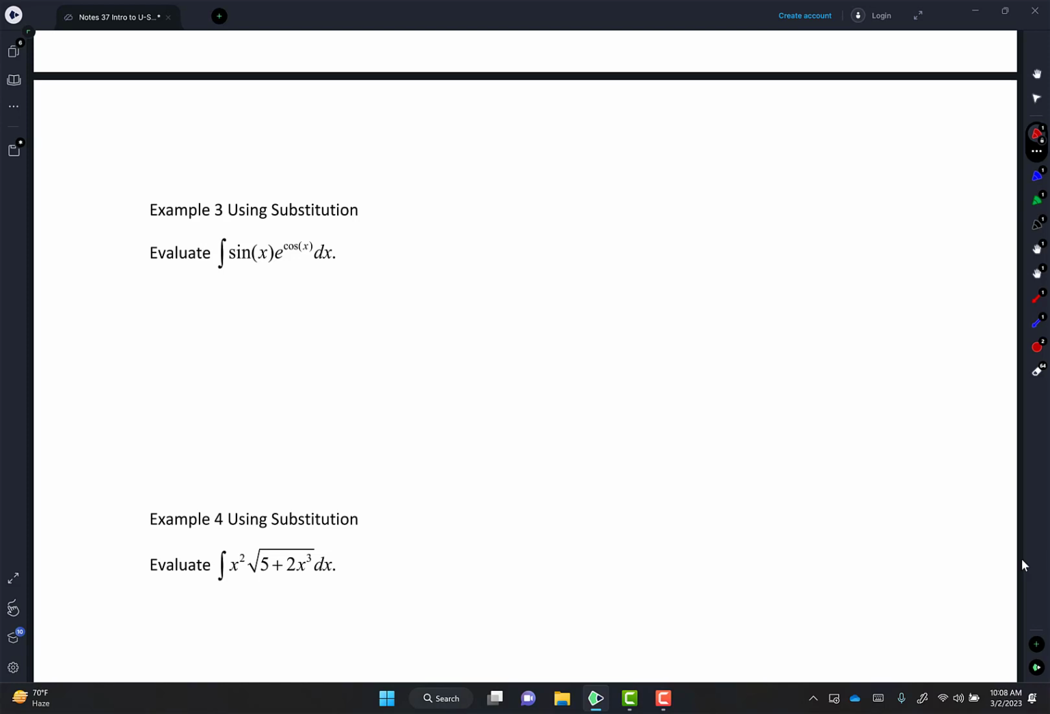So let's add more tools to you guys because you guys are really smart. But now, some of you do not need u sub. You can probably see it. You can probably look at this. It says antiderivative of sine x e to the cosine x dx. You don't need to do u sub for everything.